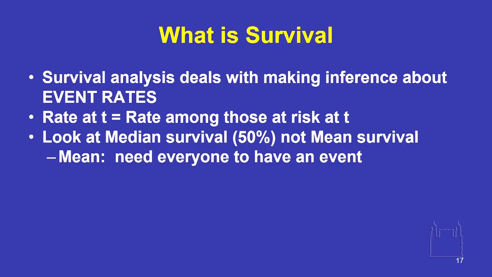So what about survival? Survival deals with event rates. It is the rate at some little time t among those people who are at risk of the event. Men are not at risk of being pregnant, so they are out of my sample. Look at the median survival, folks, not the mean survival. Because for the mean, I have to know the time that everybody had an event. And remember, use the median when you talk about time to event, because not everybody's going to have an event. So you cannot calculate means except in extremely rare circumstances.